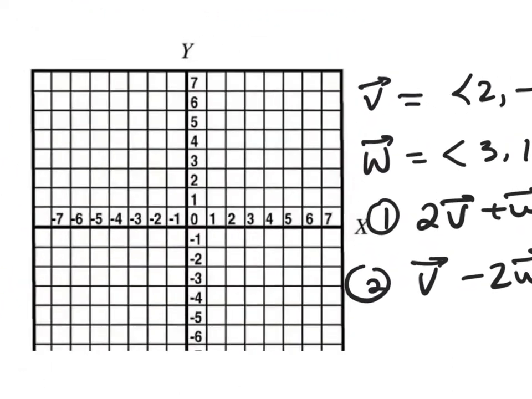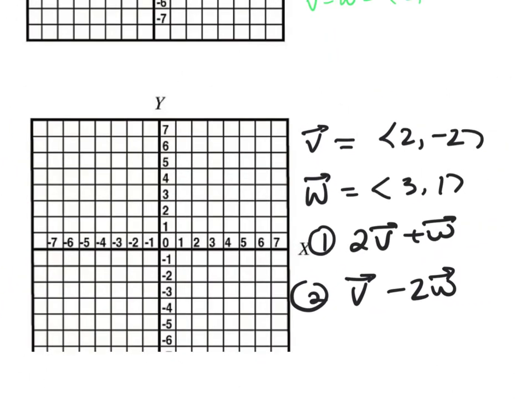So I'm going to take my vector v. I'm going to multiply it by 2. So instead of going right 2, I'm going to go right 4. Instead of going down 2, I'm going to go down 4. So starting with my first vector, I'm going to go right 4, 1, 2, 3, 4, and then I'm going to go down 4, 1, 2, 3, 4. So this represents 2 times v. Now from that, I'm going to add my w. So I'm going to go right 3, 1, 2, 3, and up 1.